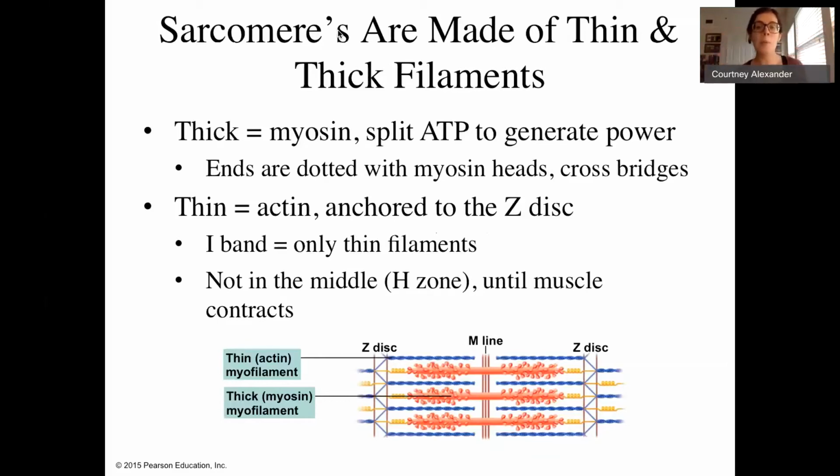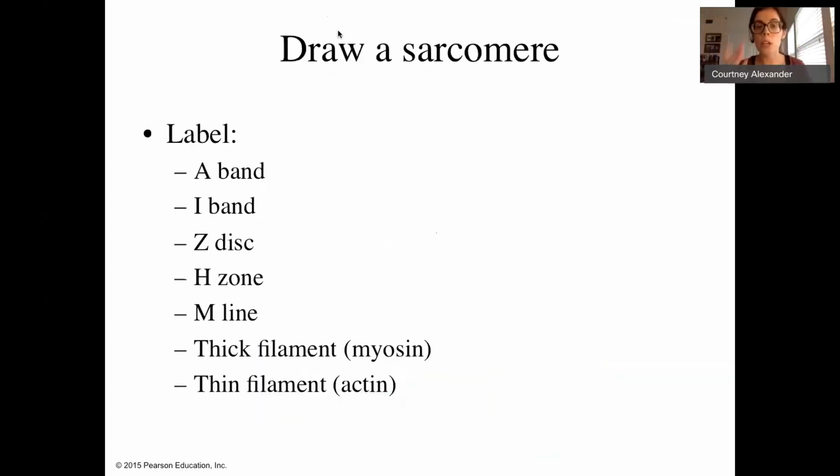And what's going to happen when muscles contract, and we'll talk about this, is that the filaments are going to slide together, and that H zone is going to disappear. So we have space at rest in between our thin filaments, and when the muscle contracts, they're going to come together, bringing Z disc into Z disc. So again, add this to your drawing. Add the thick filaments and the thin filaments. Make sure you label them myosin and actin. Pause this video. Do it.